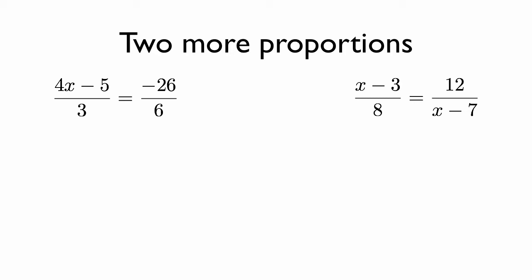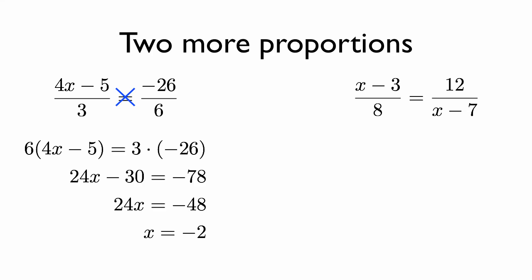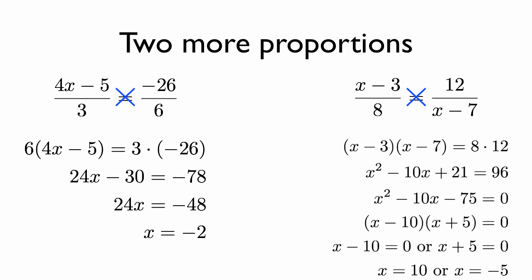Good. With the first one, the cross product gives us 6 times the quantity 4x minus 5 equals 3 times negative 26. Solving gives us that x equals negative 2. With the other example, our cross product gives us x minus 3 times x minus 7 equals 8 times 12. Foiling out gives us x squared minus 10x plus 21 equals 96, and then we'll have to solve by factoring. We should get a final answer of x is 10 or x is negative 5. Two possible answers here.